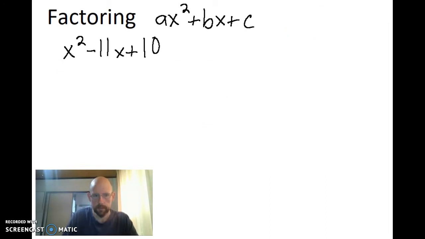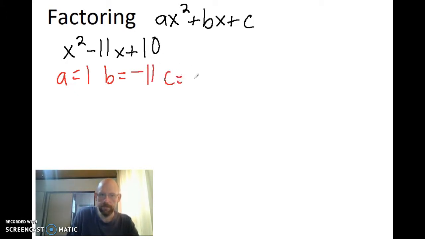So let's take a look at another example. We are always going to start off the same way. Label a, b, and c. So a is 1, b is negative 11. Make sure it's from minus, it's a negative. And c is positive 10. So we're going to draw our big X. a times c is 10. b, bottom, negative 11.